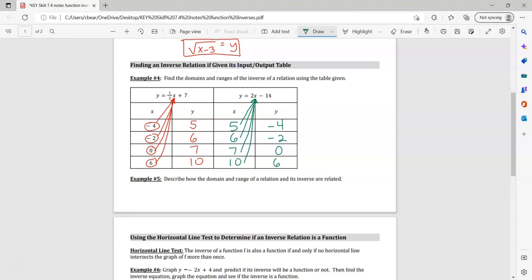So when you look here, notice that on the original equation, the 1/2 x plus 7, our x values were what we were given, and then we got our y values. In the inverse, notice that the x and y's just switch spots. So what does the domain and range of a relation and its inverse do? The domain and range switch. Remember, domain is x, and range is y, and they switch. Okay? So just keep that in mind. That is what inverses do.